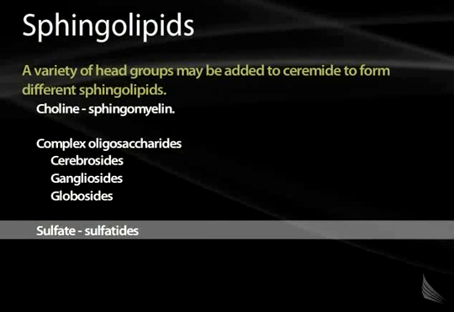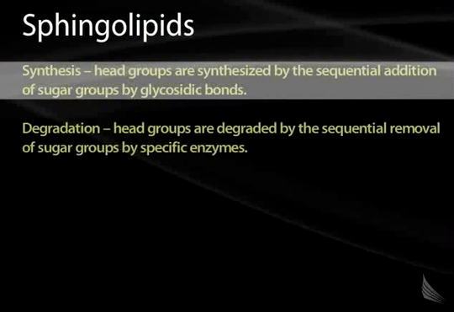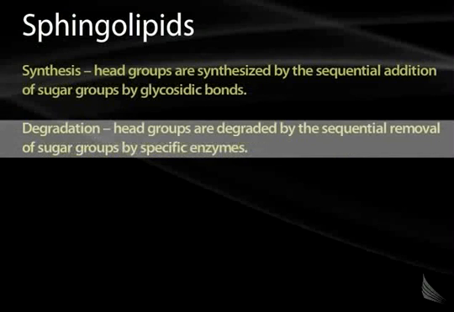And so all of these different complex sphingolipids then have particular roles in the membranes of cells, particularly in the membranes of nervous tissue. Sphingolipids are synthesized by adding head groups sequentially by glycosidic bonds. So what you end up with are long chains of sugars attached to the head group of the basic ceramide molecule. They're degraded then by removing each of those head groups sequentially using, again, specific enzymes.